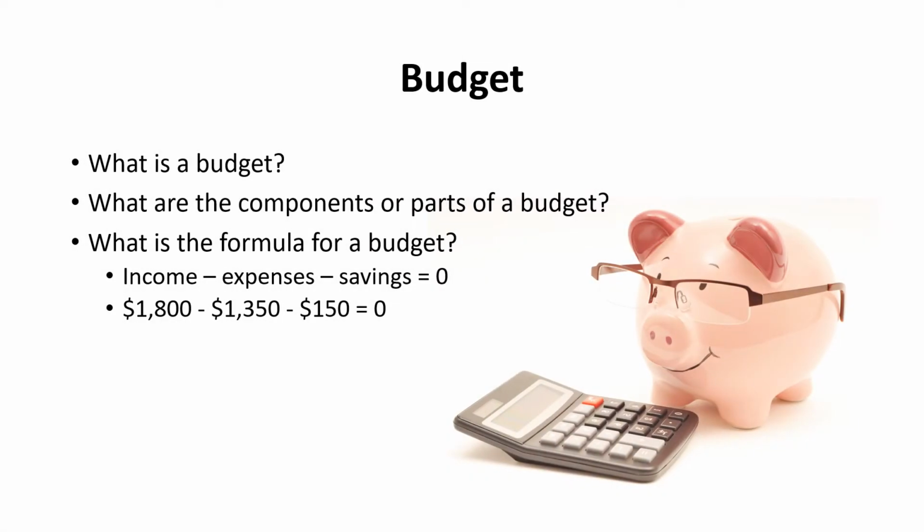What is a budget? A budget is a spending plan that provides you with a picture of what bills you have to pay, what you have for daily living expenses, and how much you have left to save. What are the components or parts of a budget? Income, expenses, and savings. What is the formula for a budget? Income minus expenses minus savings equals 0. For example, $1,800 minus $1,350 minus $150 equals 0.